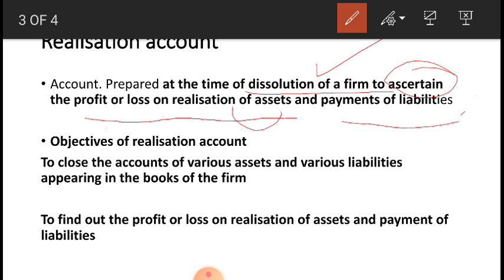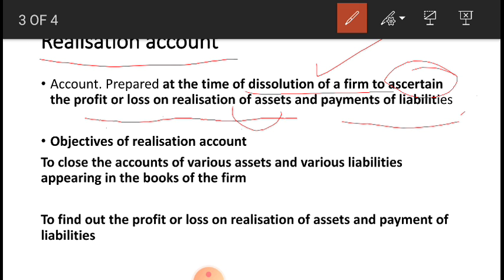I will repeat it once again. When the business ends, assets are sold and liabilities are paid. When you are doing this, you have to find out whether it is profit or loss. To find the profit or loss, the account which is prepared is the realization account.